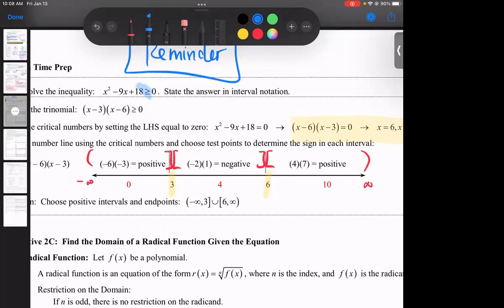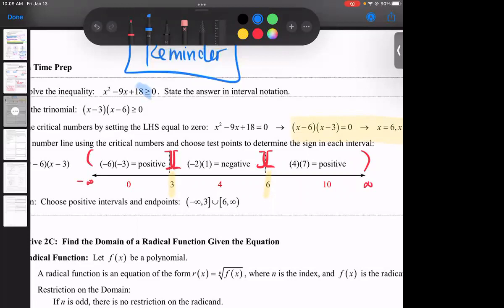From 3 to 6, either 4 or 5. If you want to be fancy, you can pick a decimal. I don't know why you would do that. Pick something easy, right? From 6 to infinity, you can pick either 7, 8, 9, or 10, or 11, or 100 if you want. But pick a number that falls in that interval, right?